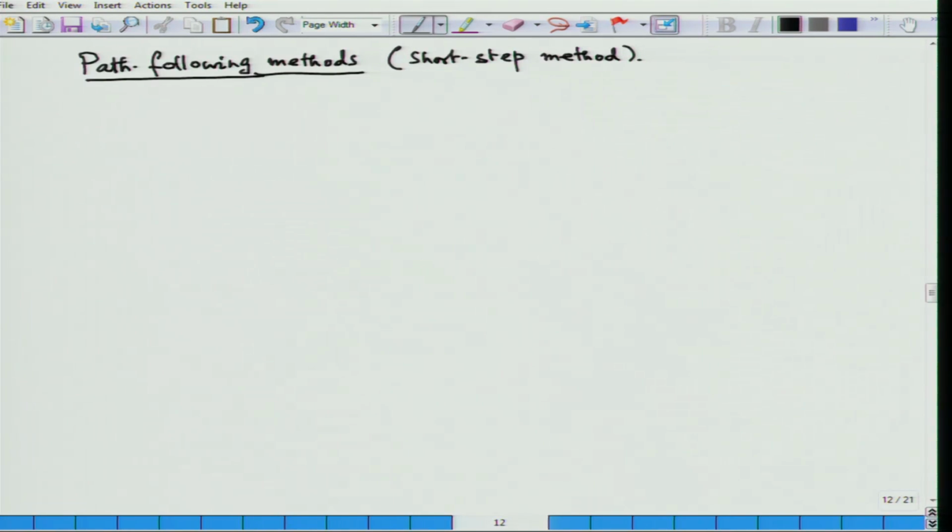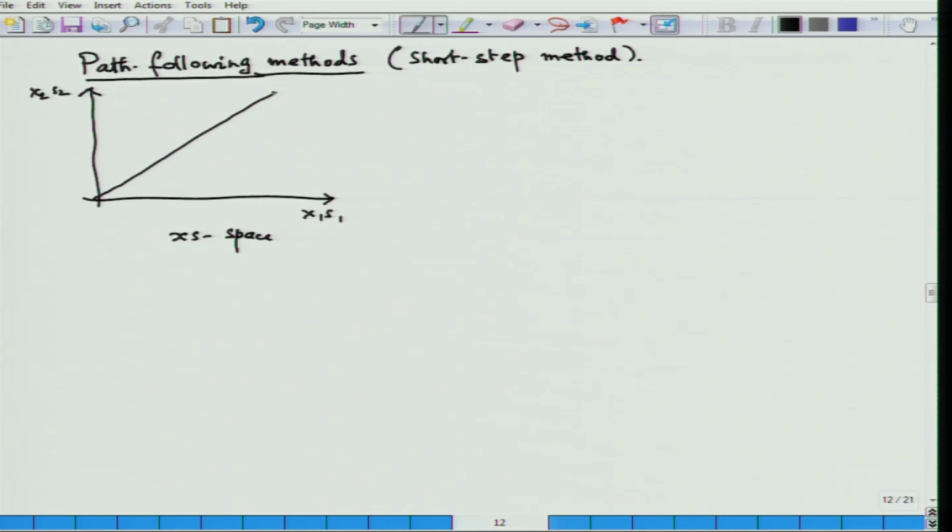So, what does this short step method do? In the short step path following method, we have to realize one thing. We know that if I project, say, my central path onto the excess space, in this case just looking at two variables because that is the way we can visualize it, the central path's projection is nothing but a straight line through the origin, because x1 s1 equals x2 s2. So, this is a straight line which is dividing the orthant into two equal halves.